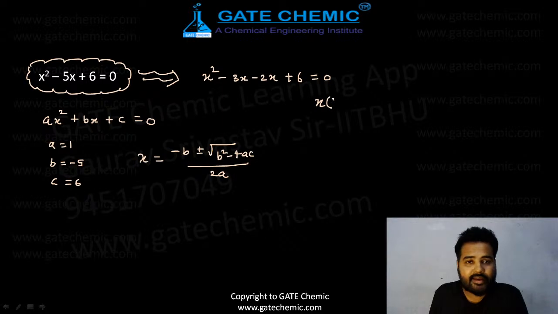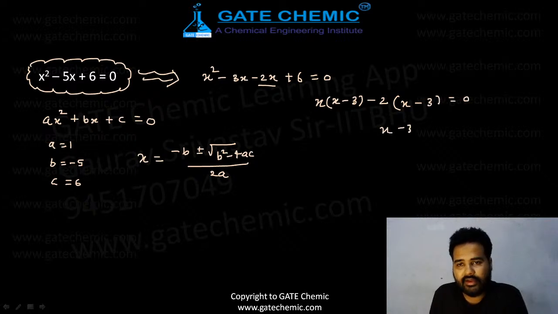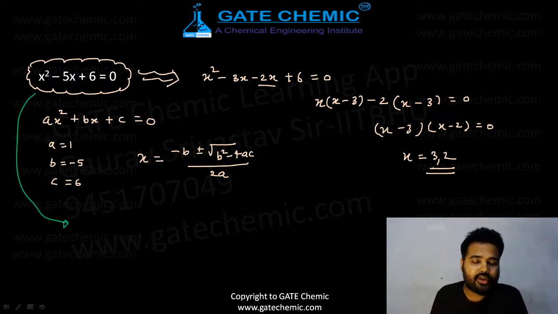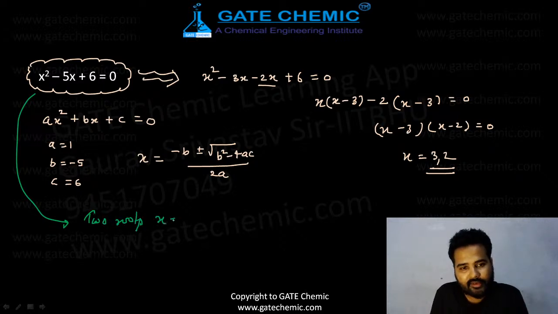Here I can take x as common, then x minus 3, and here I am going to take common minus 2. So x minus 3 and x minus 2 equals to 0. That means x equals to 3 and 2. That means for this case, we have 2 roots. One is x equals to 3 and the second one is x equals to 2.